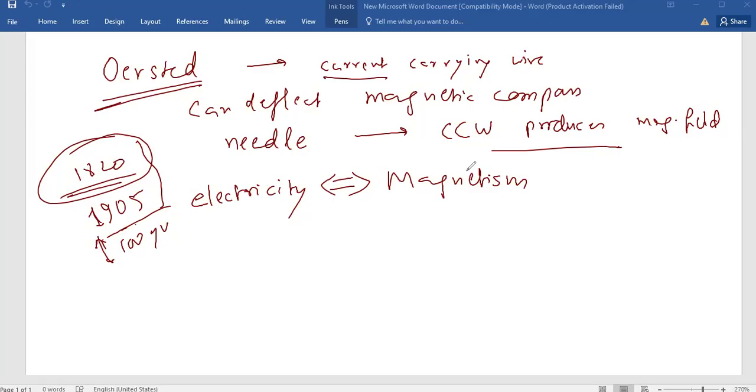So Oersted's discovery was that electric current produces a magnetic field. Simple. But he did not give any formula. He just showed logically that it is happening. The exact mathematical relationship between electricity and magnetism was given by two scientists combined, Biot and Savart.